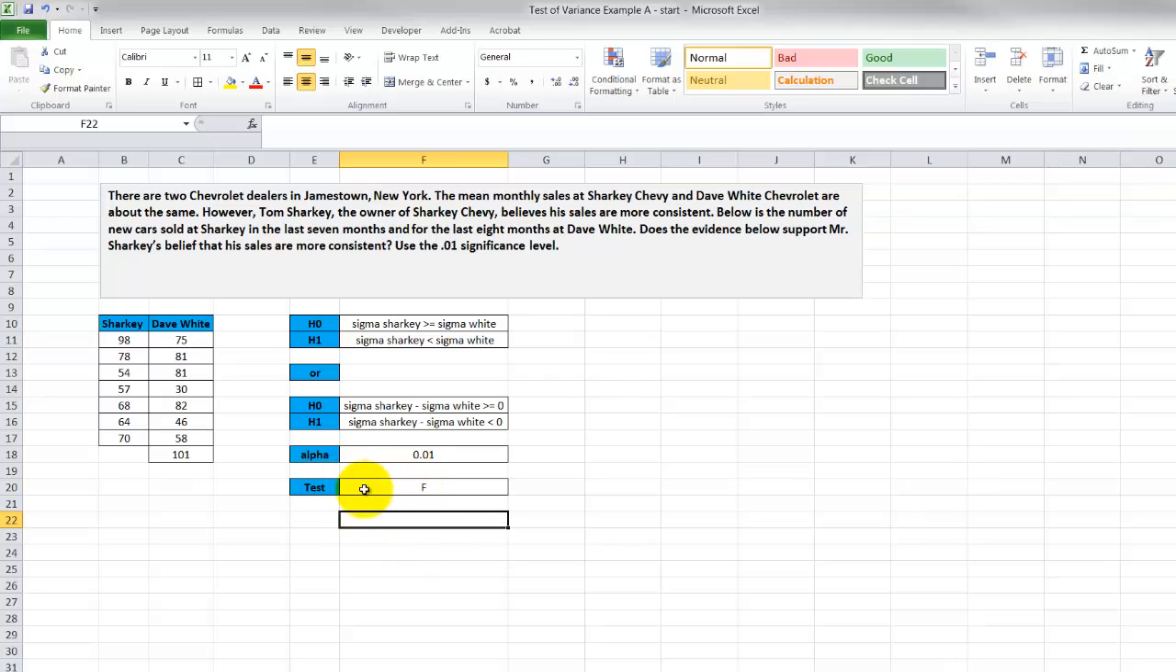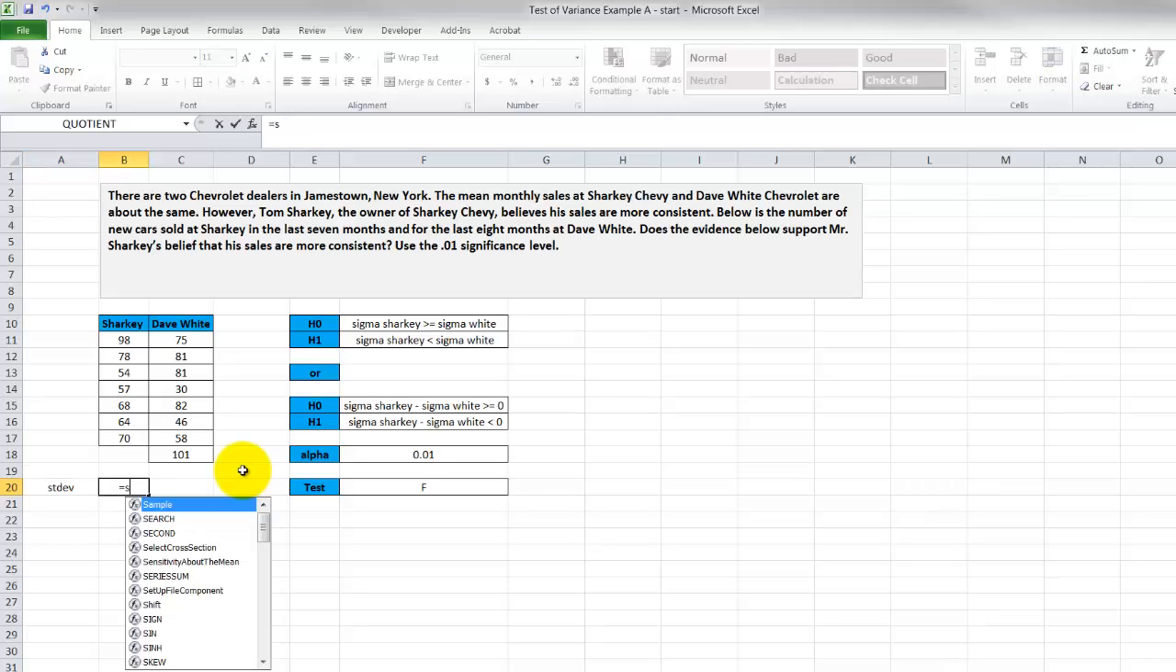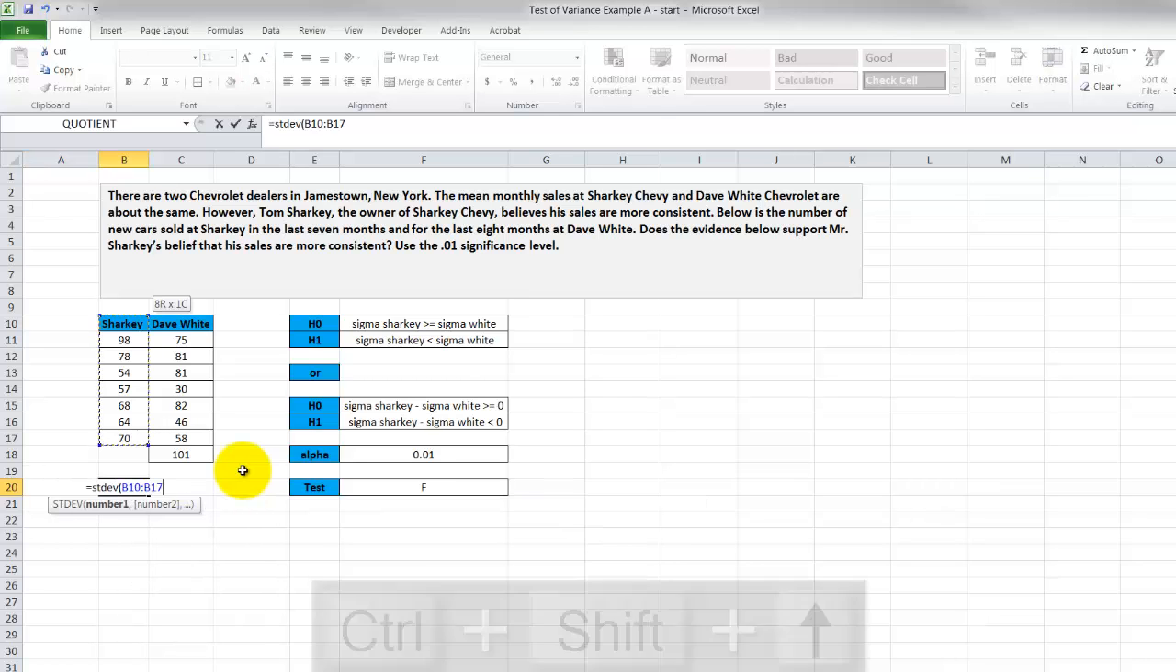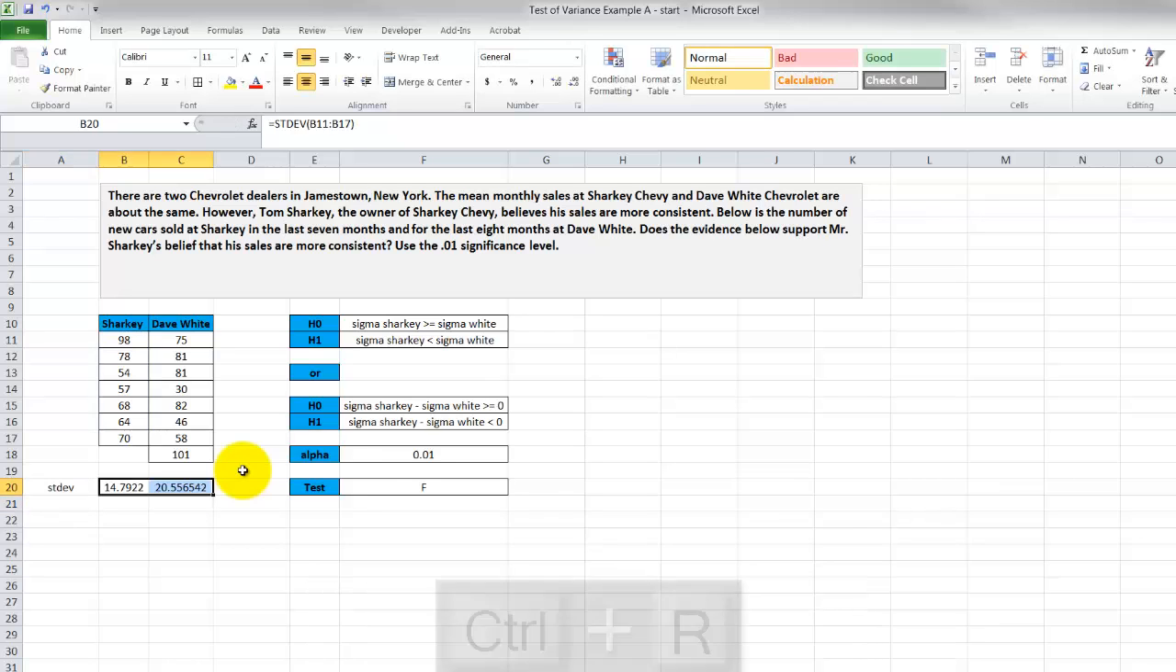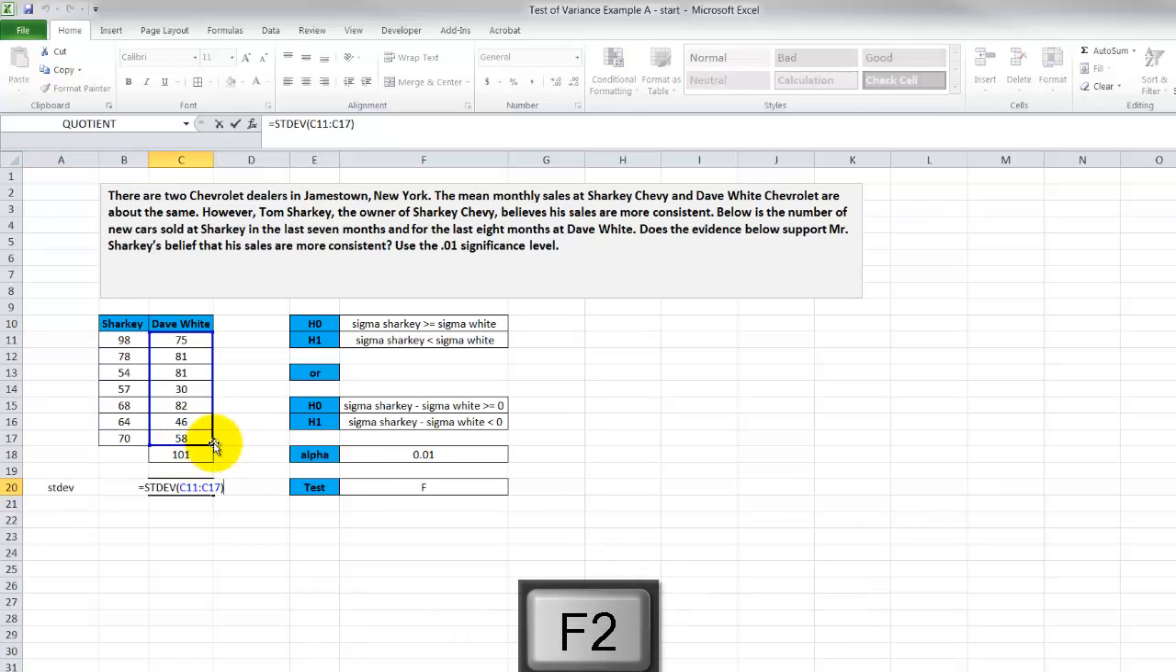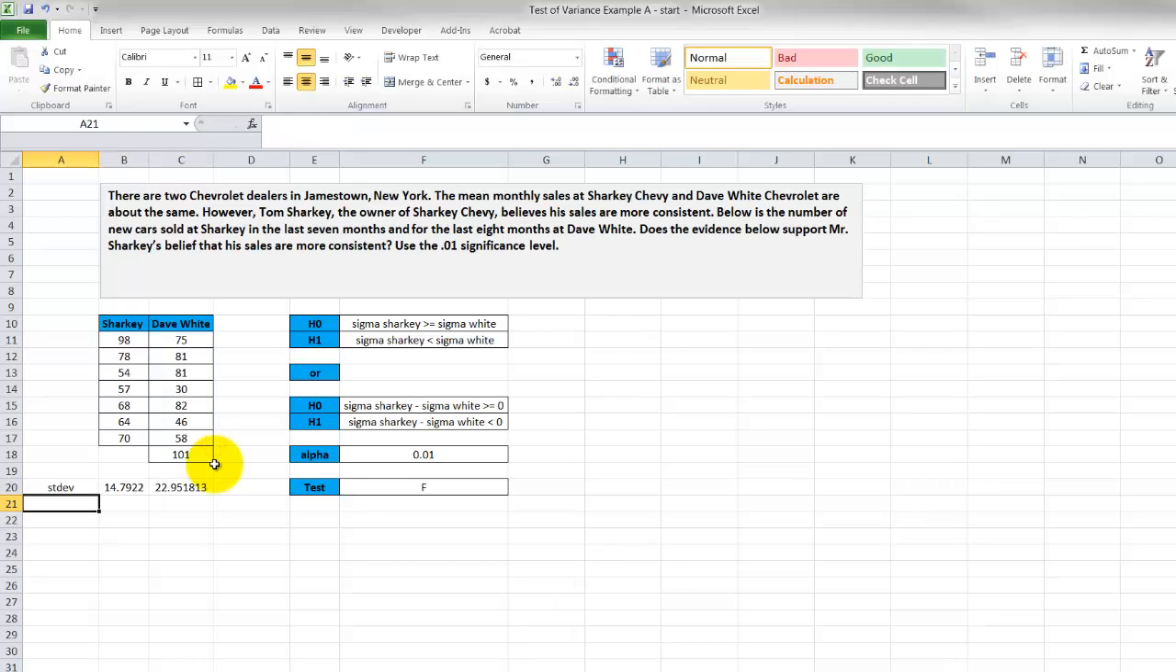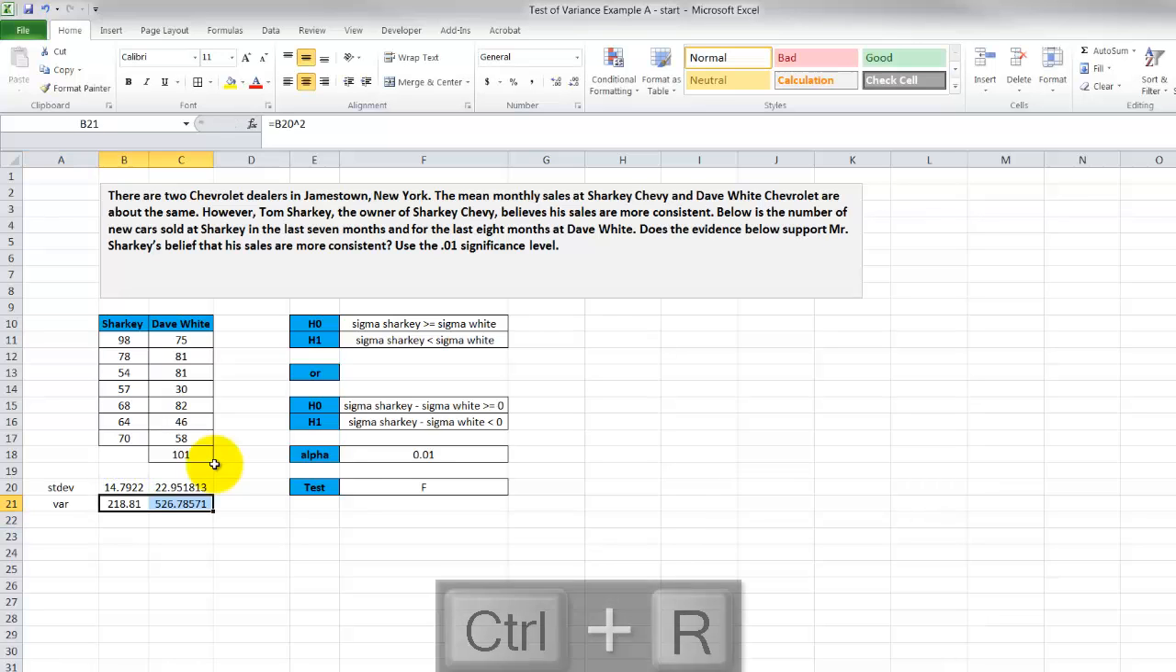We've concluded that the test is going to use that F distribution. Let's do a little calculation here. We have the standard deviation, and we can calculate that, STDEV, based on the samples we were provided. And we've got to include this last one here. If we wanted to calculate variance, VAR, we could simply square these terms. And I'm going to provide some formatting.